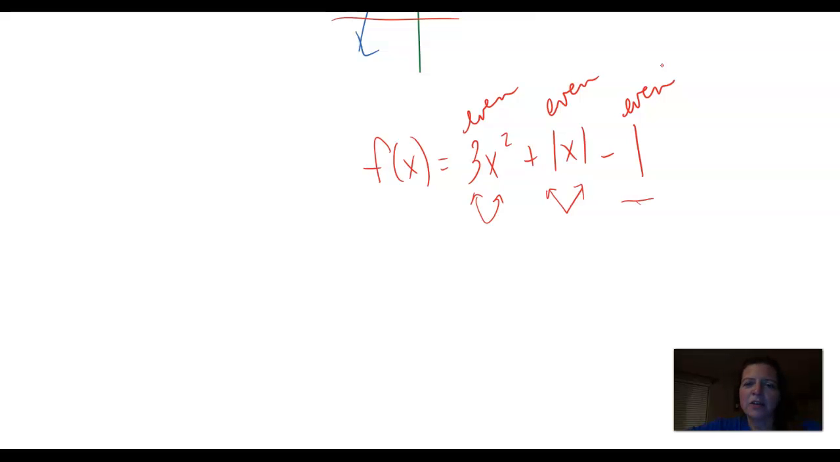So hopefully a little bit of that made sense, and that will get you guys started on doing a little bit of practice with inverses.